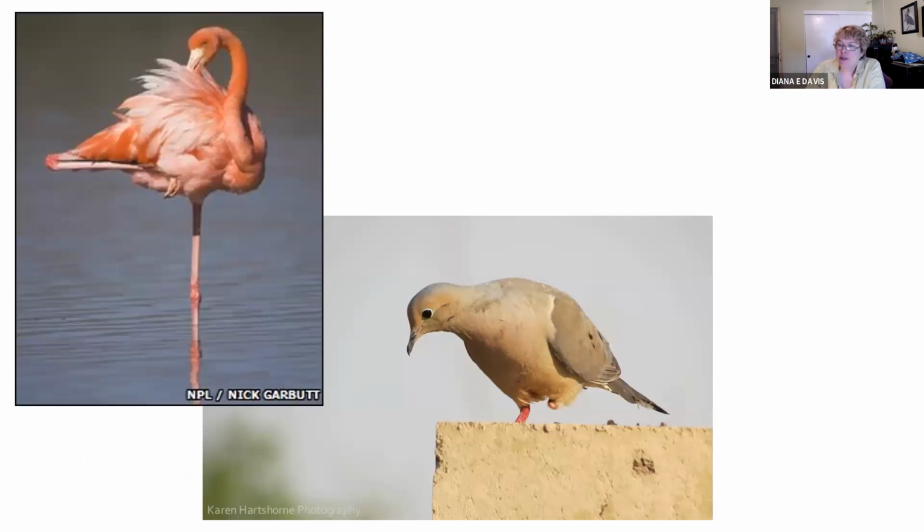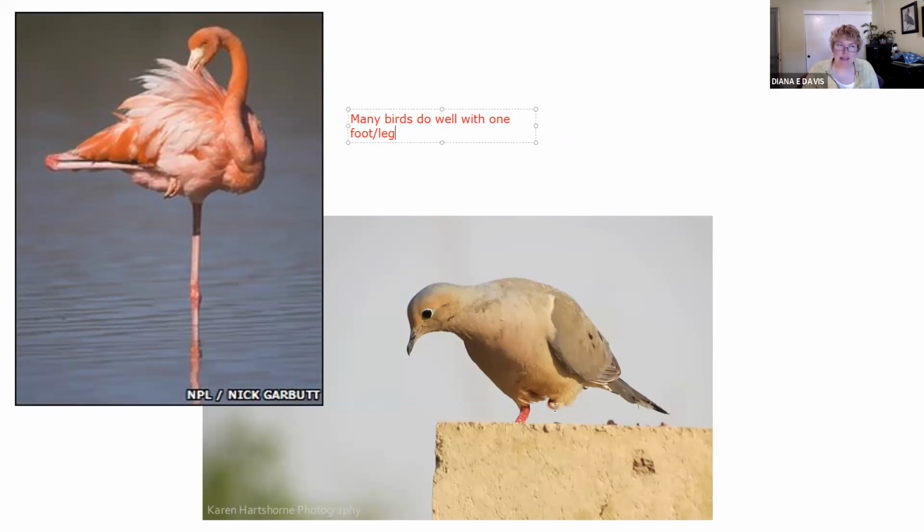So do birds need 2 feet? Well, not always. Many, many types of birds do quite well in the wild with 1 foot. So here's a nice mourning dove that only has 1 leg. You see this in a fair number of songbirds. They do pretty well.